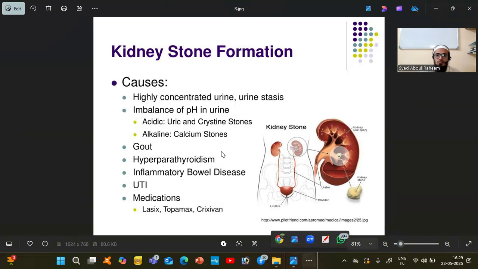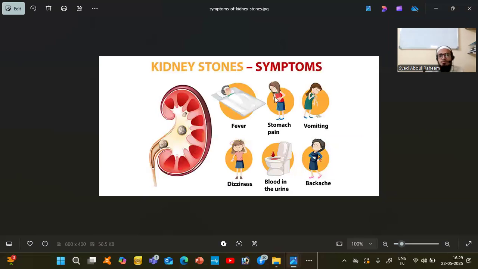Next, you can see these are the kidney stone symptoms. The patient has fever, stomach pain, vomiting, dizziness, blood in the urine, and backache. So these are the common symptoms you can see.